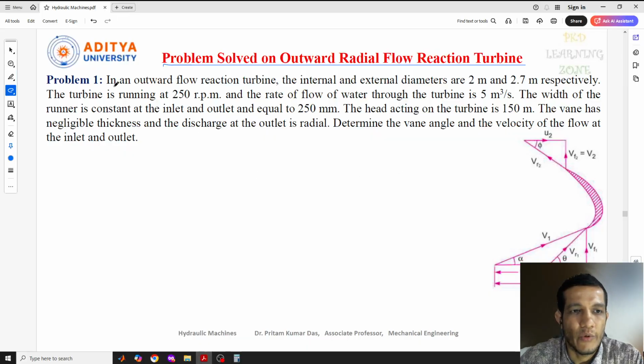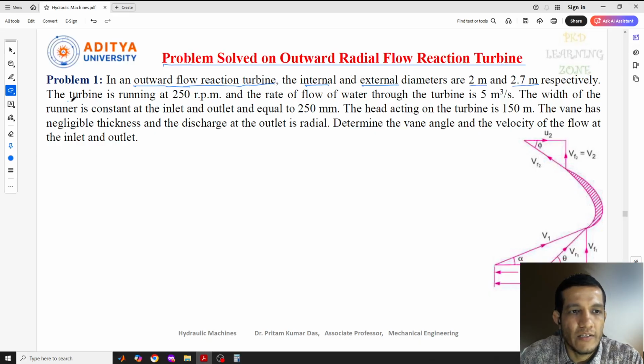So here I have taken a question on an outward radial flow reaction turbine. From the question itself we can identify what kind of question is given, and based on that, we can solve it. The internal and external diameters are 2 meter and 2.7 meter respectively. This is internal diameter and this is external diameter given.